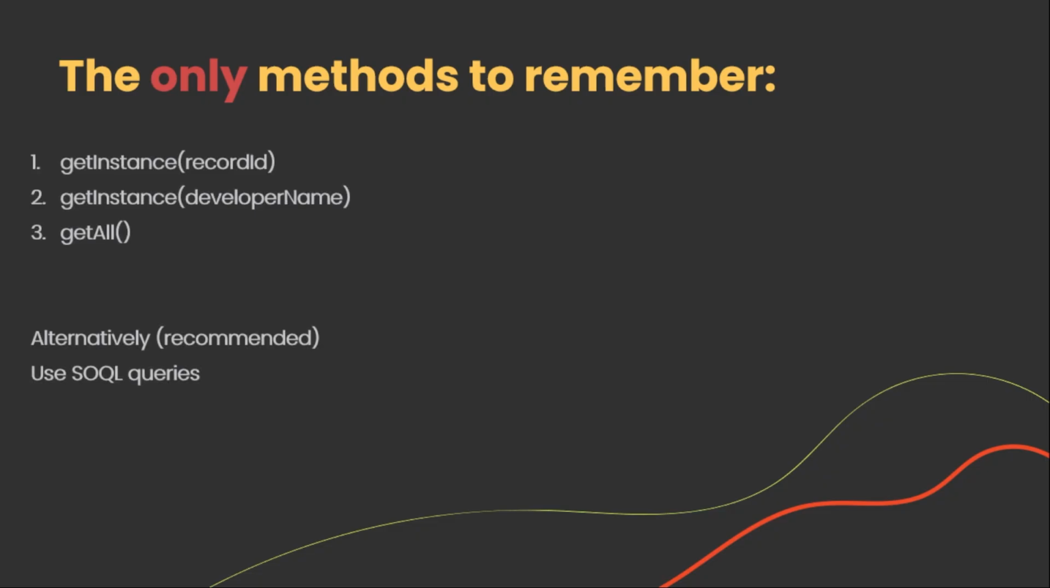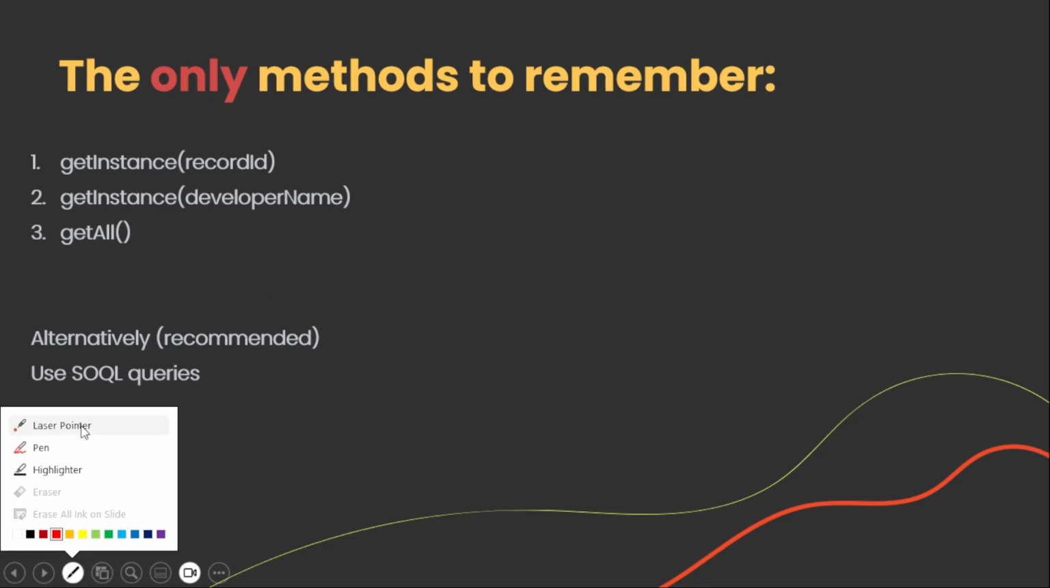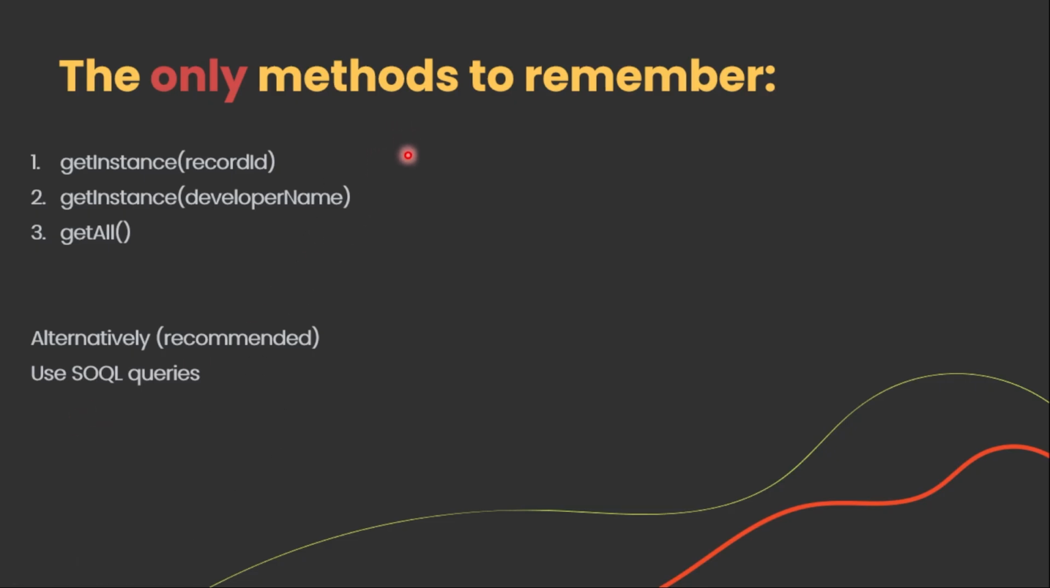Okay, now the thing is how we can fetch this data in Apex class or validation rules or anywhere else. Just like if you have seen my video on custom settings, I had shown you what only methods you need to remember in case of custom settings. So just like that, these are three methods in case of custom metadata.